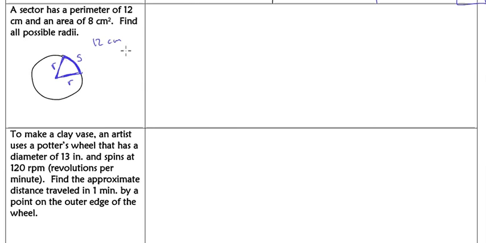If we wanted to get the arc length, we have 2 times the radius plus the arc length S equal to 12, and we're going to solve just for S here. So subtract 2R from each side, and we have S equals 12 minus 2R, or negative 2R plus 12. And that's the arc length of our sector. Now we're going to compare this to the area of this sector, and that's our K value.